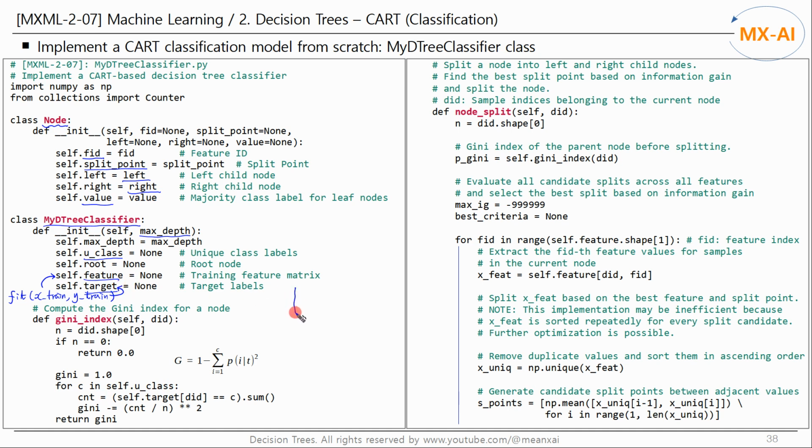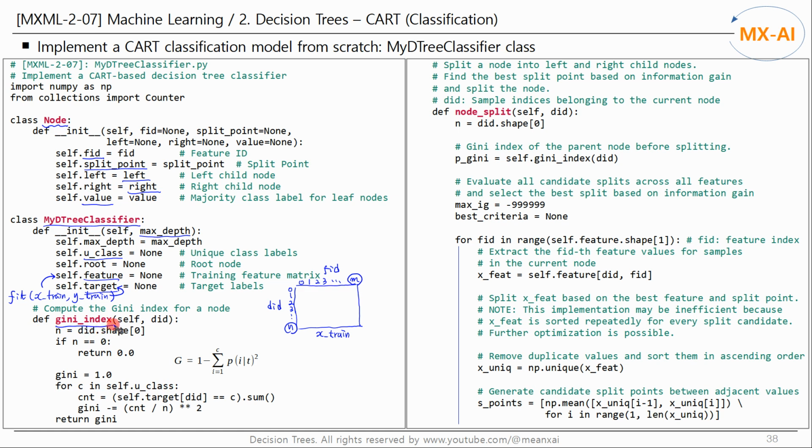The training data, xtrain, is structured as follows. It consists of m features and n data samples. Each feature is identified by its ID, fid, and each data sample is identified by its ID, did. Now, let's go through the functions in this class one by one.